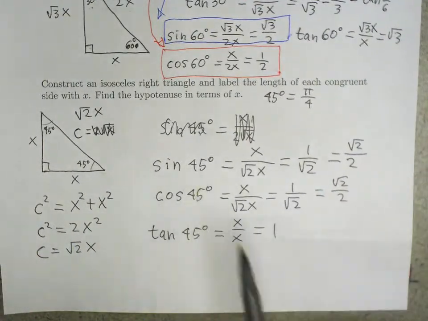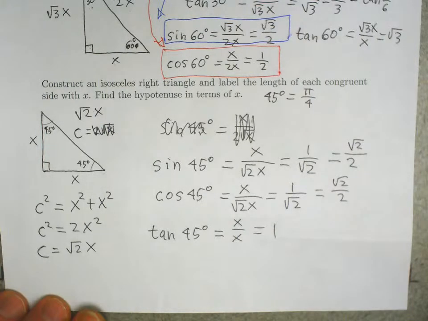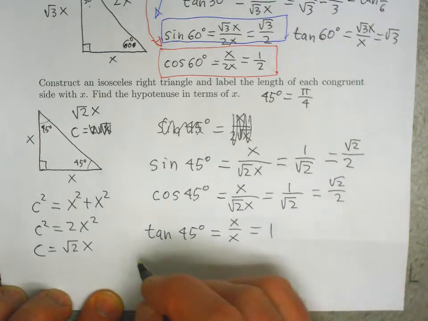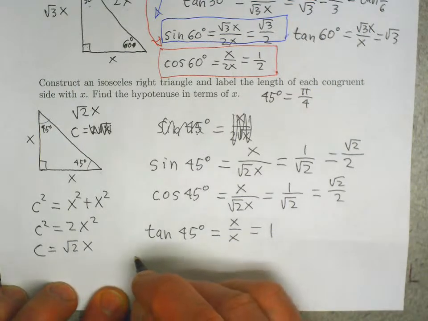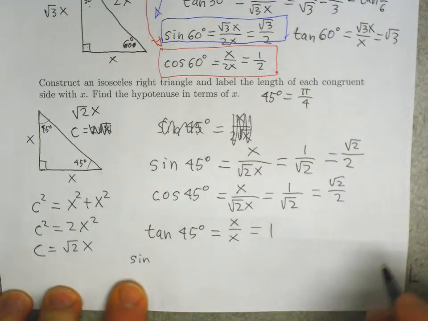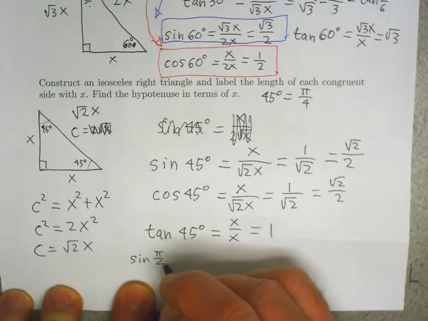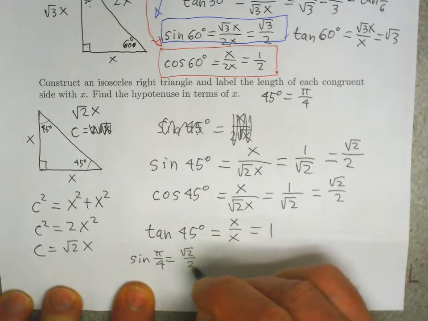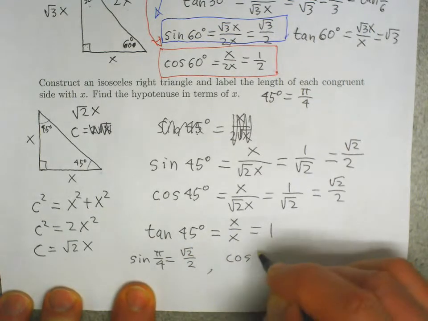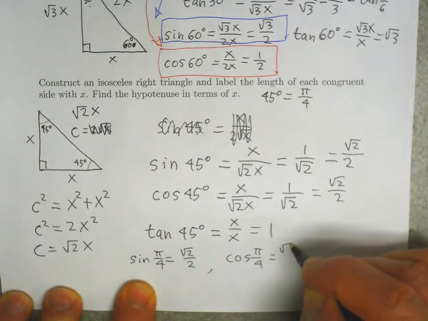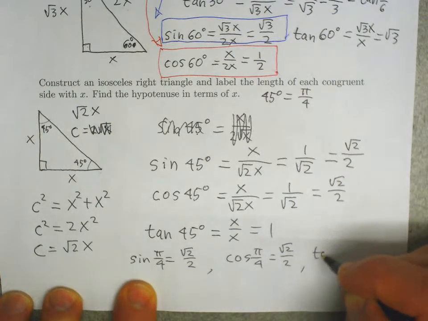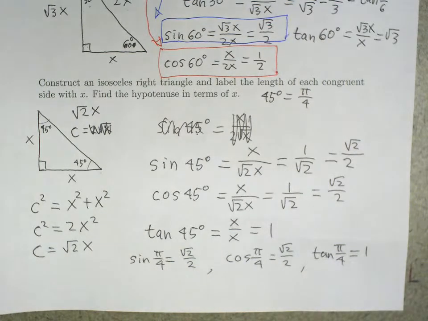Okay, so the 45-degree angle, or the pi over 4 radian angle, is a special angle. So you'll want to get used to writing the angles in radians. Sine of pi over 4 is the square root of 2 over 2. Cosine of pi over 4 is square root of 2 over 2. And the tangent of pi over 4 equals 1. Okay, the next page.